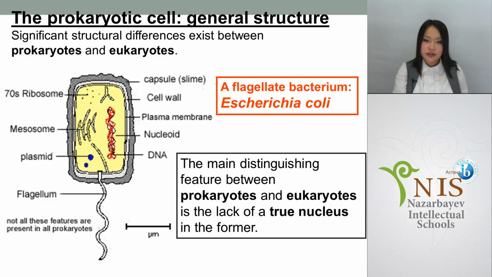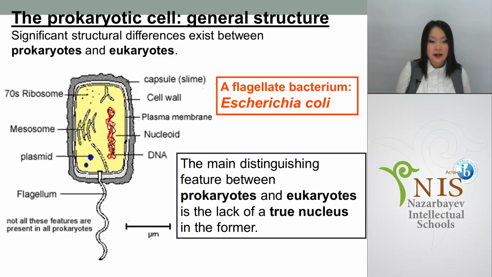Significant structural differences exist between prokaryotes and eukaryotes. For example, if you look at this picture, the main distinguishing feature between prokaryote and eukaryote, as we already said, is the lack of a true nucleus in the former. If I'm too quick, I will make my speech a little bit slower.